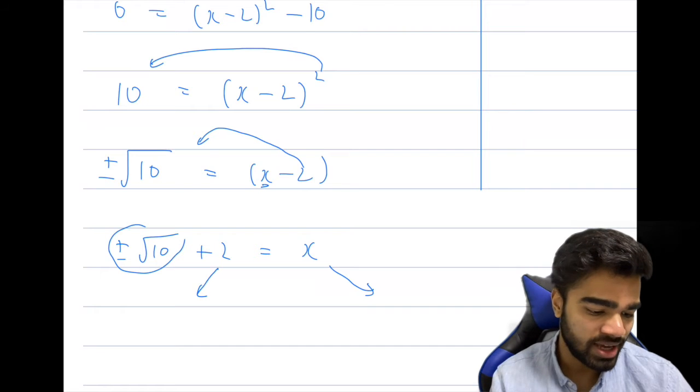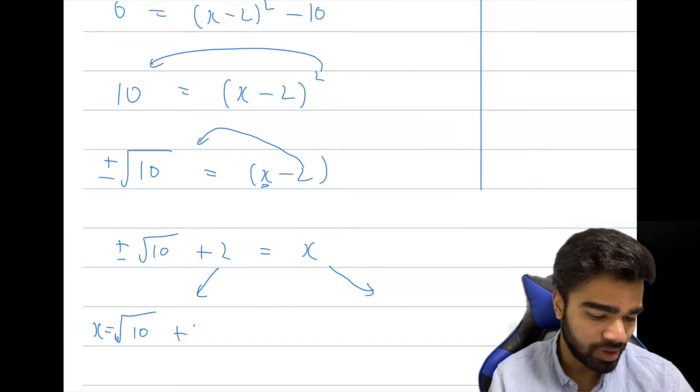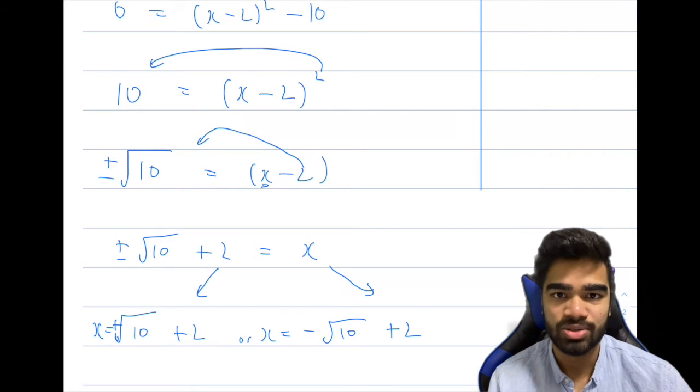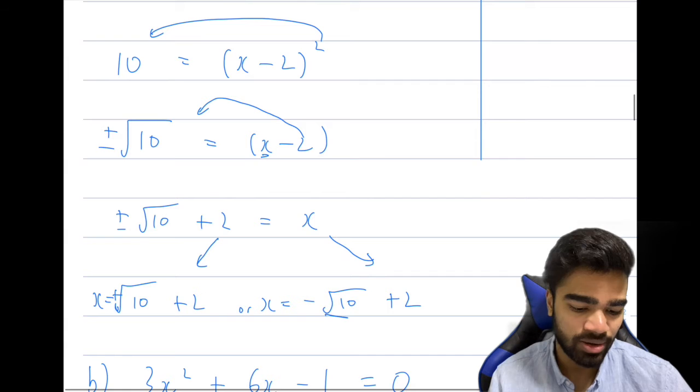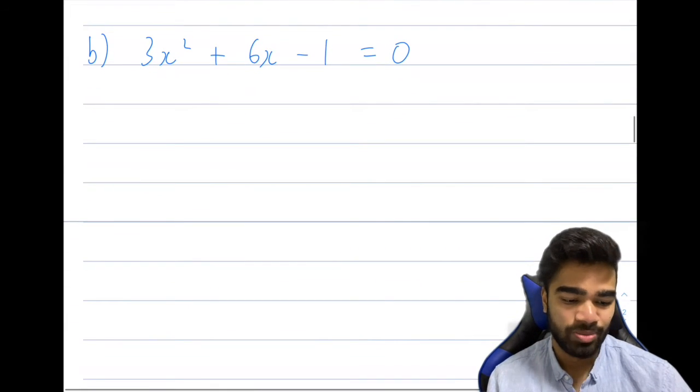So now we just split. We take the positive version of root 10. So we can say x is equal to root 10 plus 2, or x is equal to negative root 10 plus 2. So again, two solutions. The only difference in this question is we cannot simplify that root 10. All right, next. So obviously this one's a little bit different.